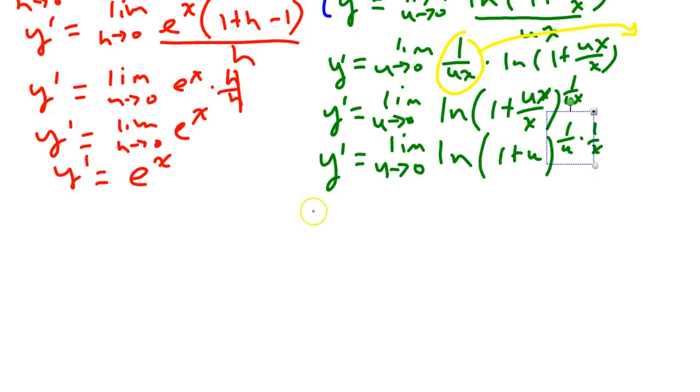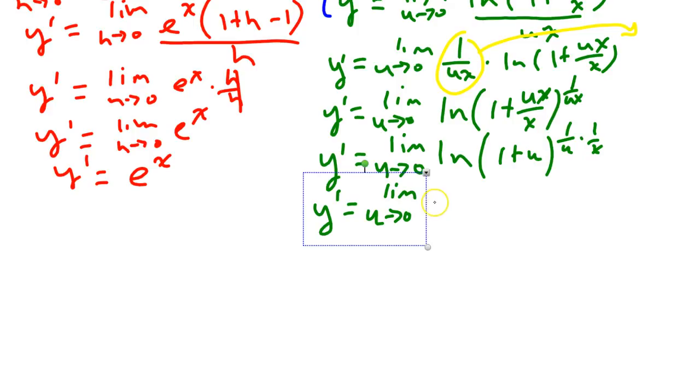Well, wait a minute. That's the same thing as y prime equals the limit as u approaches 0 of the natural log of, and instead of 1 over u times 1 over x, I'm going to write it as 1 plus u to the 1 over u to the 1 over x power. Isn't that true? Right? Well, wait a minute. Because I've got the natural log of this argument here inside the brackets raised to the power of 1 over x, couldn't I take this power and bring it down here to the front?